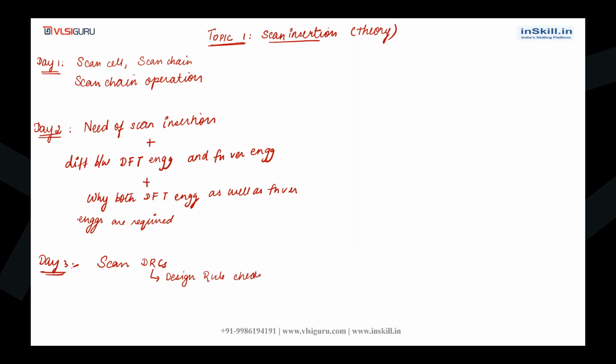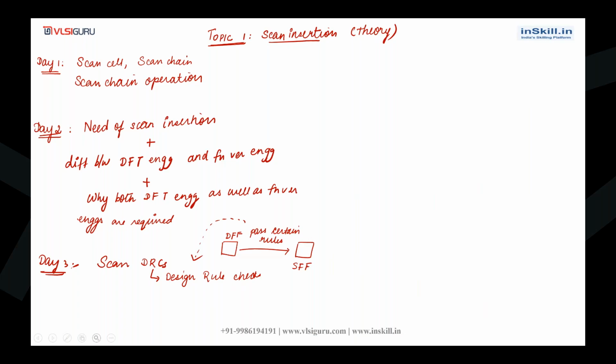So what is scan insertion? Scan insertion means a normal flop will be converted to a scan flop, and these scan flops will be stitched into a scan chain. That is the definition of scan insertion we had seen, right? Now, if a normal flop has to be converted to a scan flop, then it has to pass certain rules. Those rules are called these DRCs, design rule checks.